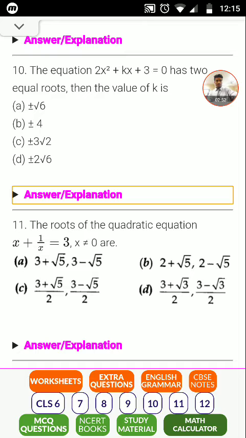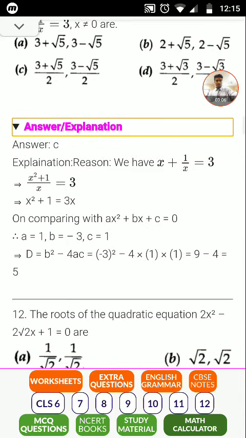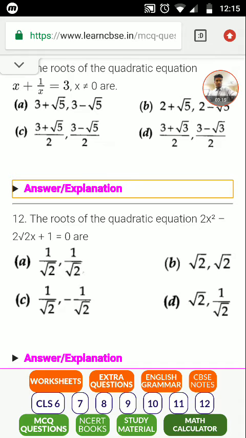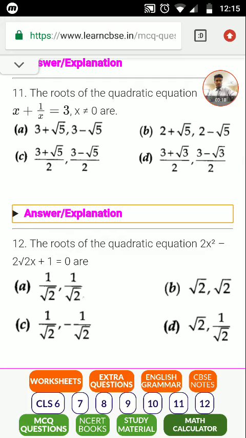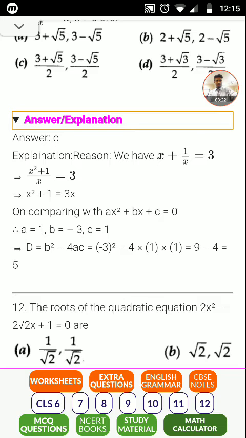Okay, the roots of the quadratic equation this are, first of all out here you have to take the LCM: x square minus x plus x minus 3x. Okay, and then you apply Sridhar Acharya's formula, minus b plus minus root of b square minus 4ac by 2a, therefore giving you the answer as 3 plus minus root 5 divided by 2. Okay, option number C. Kindly make sure you pause the videos to note down the explanation portions as well, because you should know how the actual answer has come.